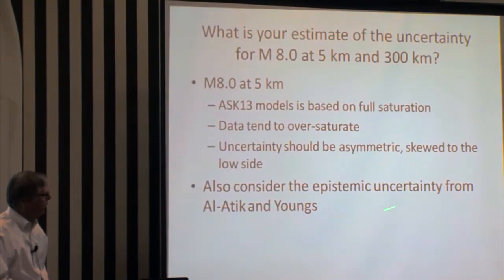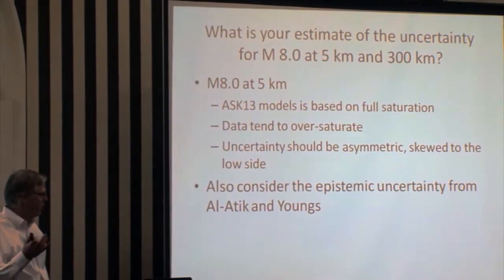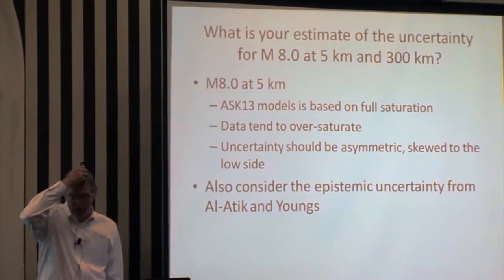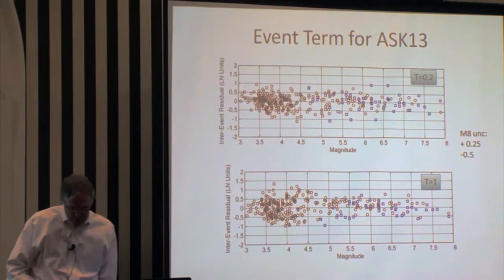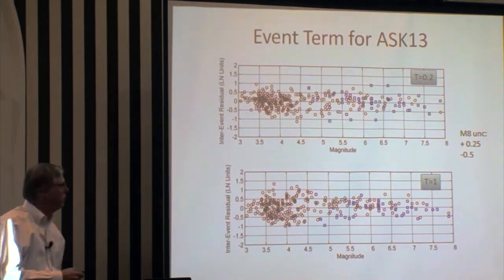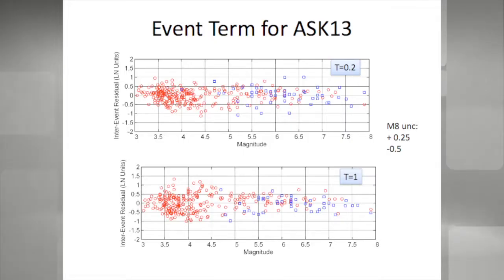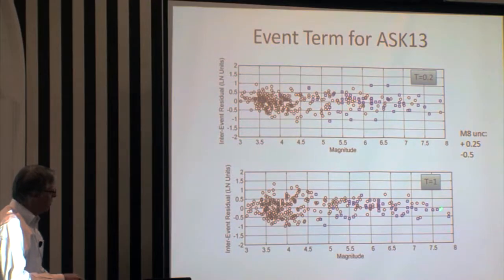And then also, I would say look at the epistemic uncertainties that Linda and Bob have been doing, and they're going to show those as well. So if we look at our event terms for magnitude 8, or big magnitudes, this is again 5 hertz and at 1 second. You can see we have just a few recordings to work with, say between 7.5 and 8. And this is the same set for 1 second. These are on average a little bit lower than 0.